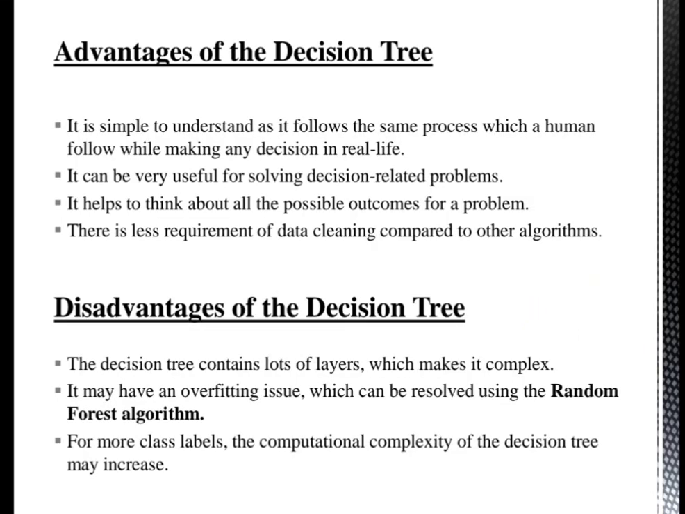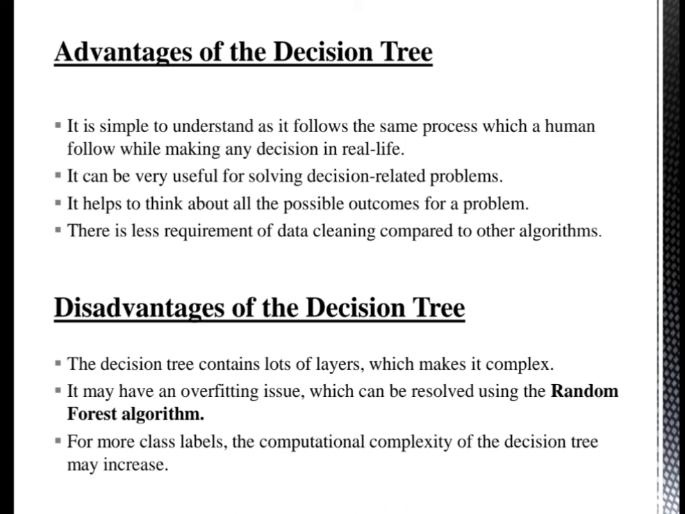At the last, the advantages and the disadvantages of the decision tree. Advantages: it is simple to understand as it follows the same process which a human follows while making any decision in real life. It can be very useful for solving decision related problems. It helps to think about all the possible outcomes for a problem. There is less requirement of data cleaning compared to other algorithms.